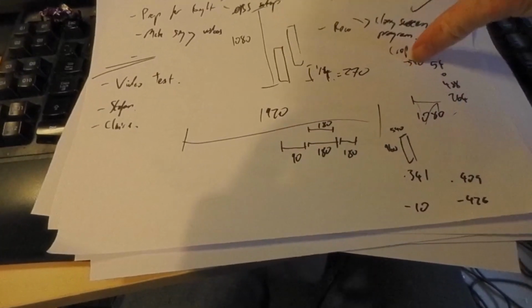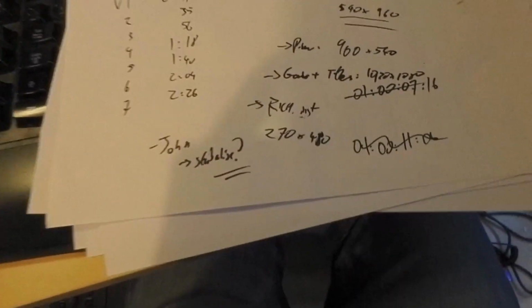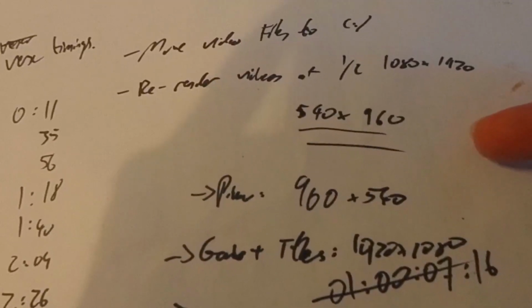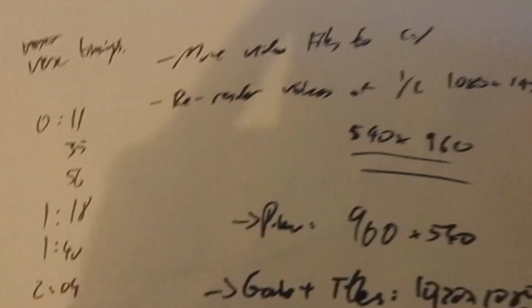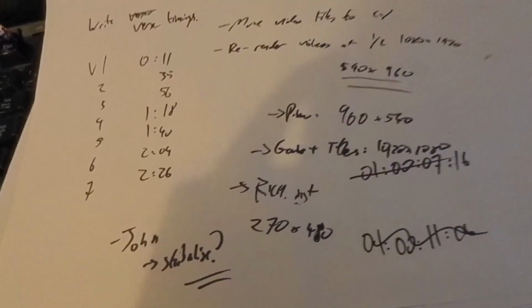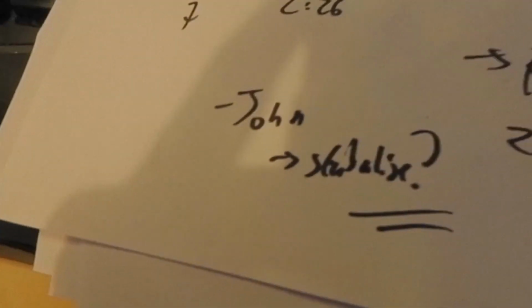These are some of the sheets of paper I used for just sort of writing out various different figures, like when I finally realized, oh wait, 540 by 960 would be a really good idea, re-render videos at half size. This is generally me working out what to do in real time. Oh yeah, and John stabilize, yeah, of course.